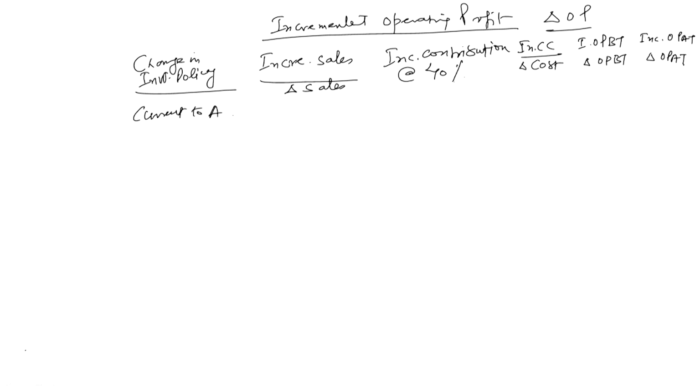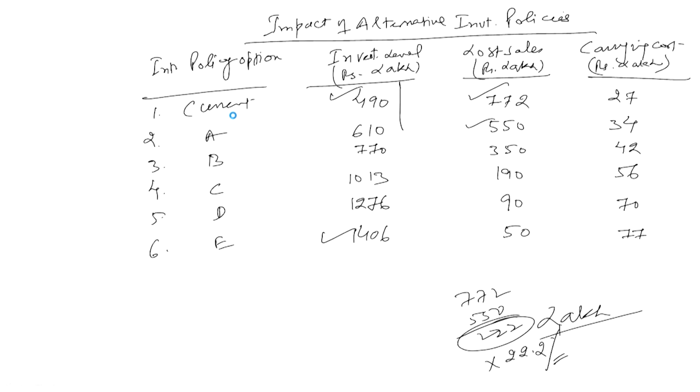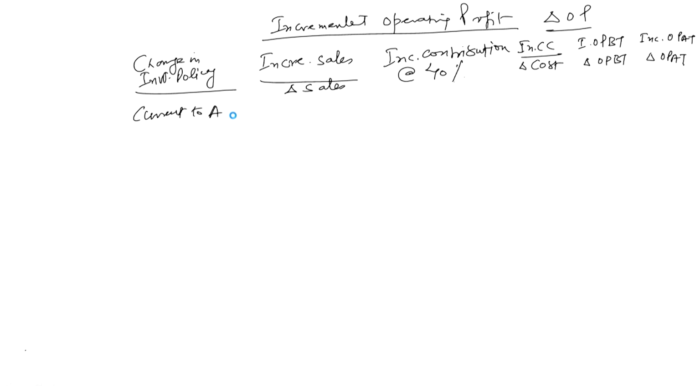How much is going to be the change in the sales? See, we are currently losing sales of 772. If we loosen the inventory, meaning increase the level of inventory of finished goods, our loss of sales will come down from 772 to 550, and then further it will also go down. So, incremental sales will be 772 minus 550. The change in sales will be 222 lakhs. I am writing here rupees lakhs.